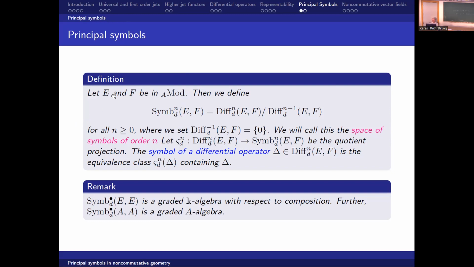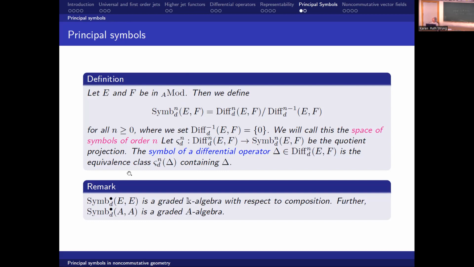So if you have E and F, two left A modules, we can define this space of symbols of order n as just this quotient space here. So differential operators of order at most n, modulo differential operators of order at most n-1. So think of this as taking a differential operator to its highest order term, which sort of governs the behavior of the differential operator to a large degree.